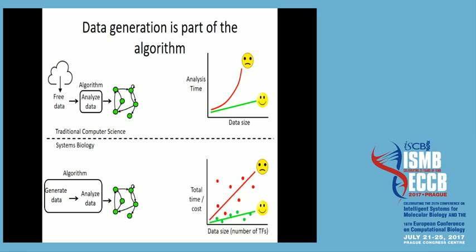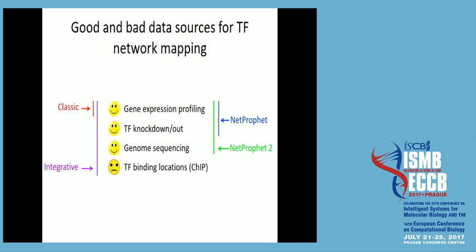So it's not sufficient to download a few large data sets, show that an analysis algorithm works well on them, without considering the cost of generating new problem instances that the analysis algorithm applies to. From that perspective, there is good data and bad data. I group among the good data gene expression profiles, including those that are derived from cells in which a single transcription factor has been knocked down or knocked out, and genome sequences, of course. And among the bad, I group transcription factor binding locations as determined by ChIP experiments.